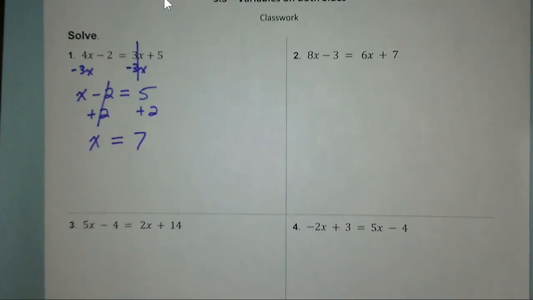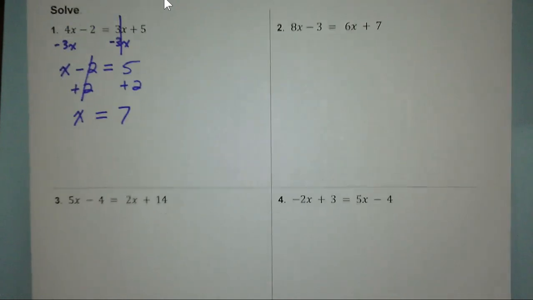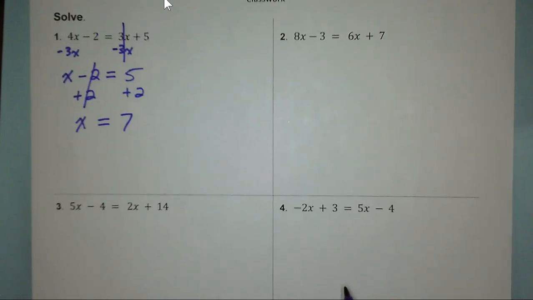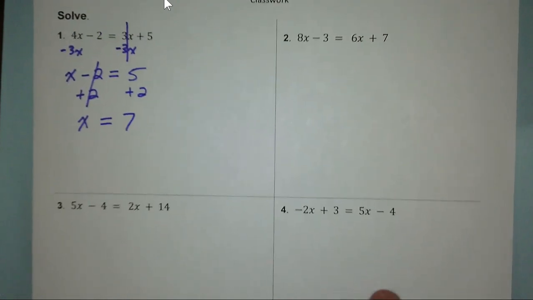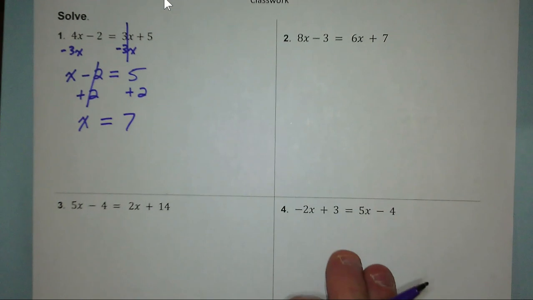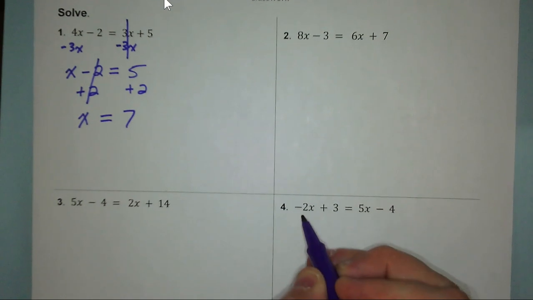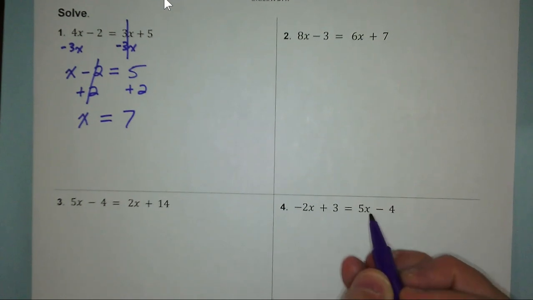Now compare that. Let's jump over here to number 4, actually. Okay. Jesselyn. You see how there's a negative 2x over here and a 5x on the other side?